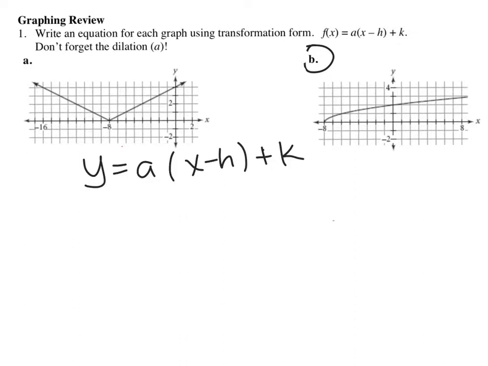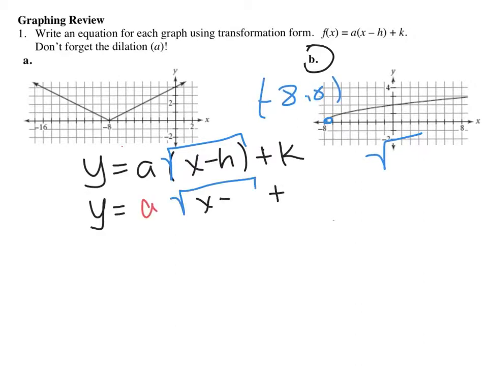This is a square root graph. So this is going to become a square root here. And our locator point is, oh, look at that. Again, -8, 0. So when we write that, we're going to replace the -8 and 0 with h and k. So x minus -8 plus 0. Again, when we simplify that, y equals a square root of x plus 8, and we don't need the 0.